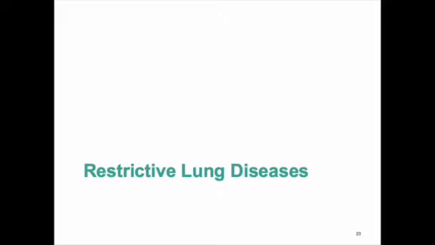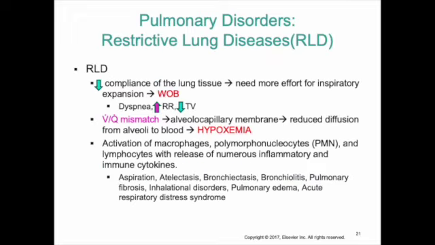Now we're going to talk about restrictive lung diseases. With restrictive lung disorder, or RLD, we are going to have a decrease in the compliance of our lung tissue, which means that we are going to need more effort for inspiratory expansion. This is all going to increase the work of breathing. And our patients with lung restriction, they're also going to have dyspnea. They're also going to have an increased respiratory rate or ventilatory rate. Their tidal volume will decrease as well.